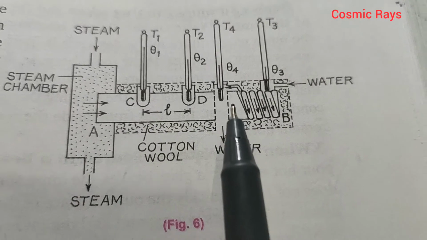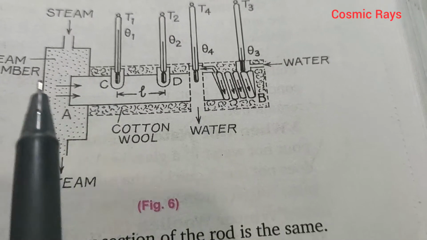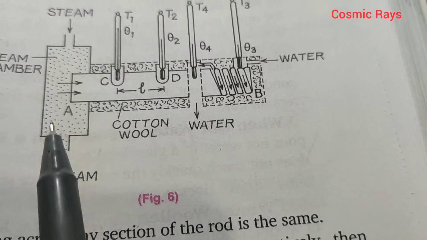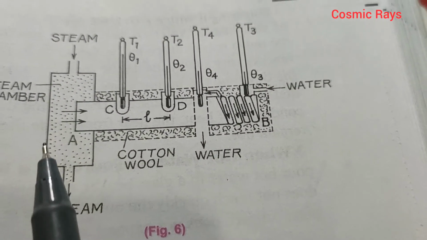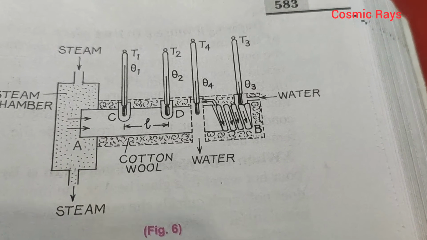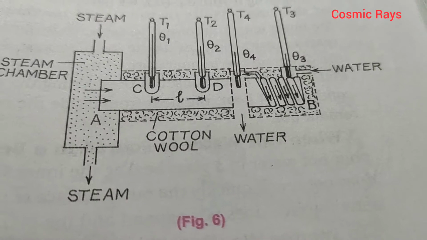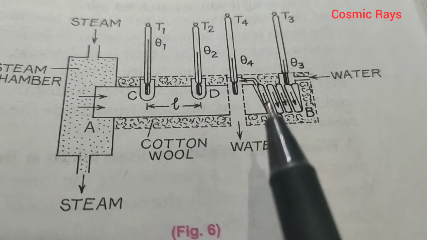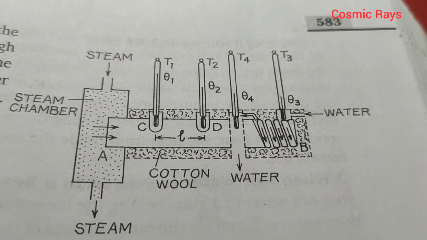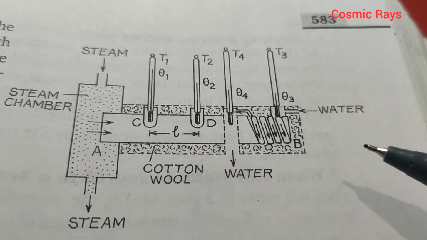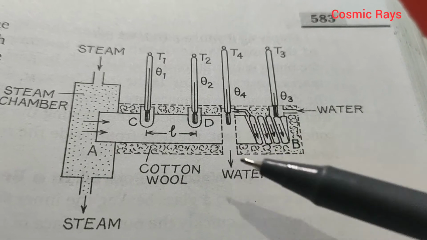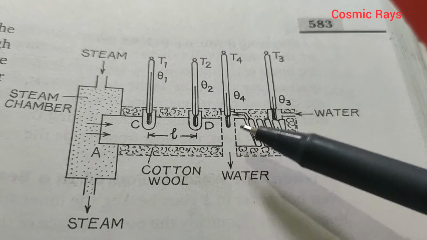So what we do is we take one end of the rod and place it inside a chamber where we are passing the steam through the chamber, or we can say that one end of the rod is kept in a steam chamber. The other end of the rod, B, is wound with a copper tube spiral through which a steady flow of water is maintained, and we have the water coming out from here.